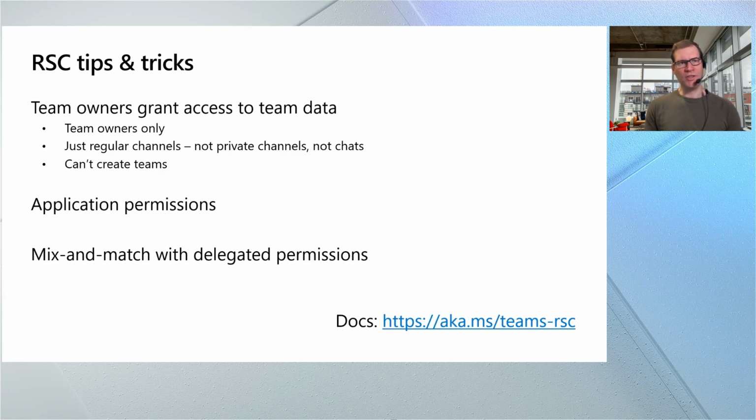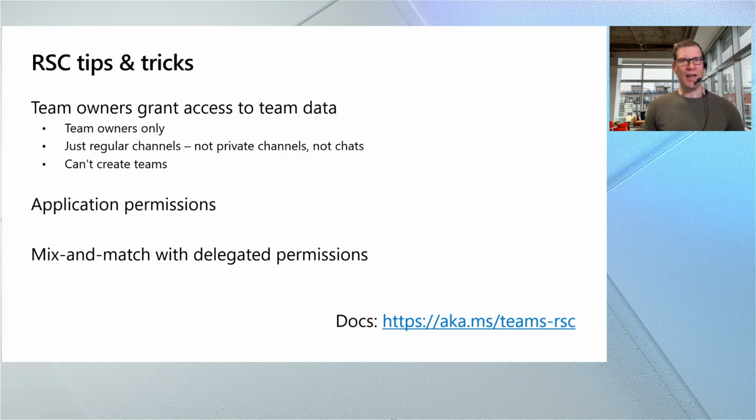More subtly, private channels are not part of RSC because the team owner doesn't necessarily have access to the private channel. You can actually create a private channel that the team owner does not have access to, and it would be pretty weird if the team owner could grant access to something that the team owner doesn't have access to themselves. So for that reason, private channels don't get access with resource-specific consent. And the third part of this is you can't use resource-specific consent to create new teams because you can't grant access to a team that doesn't exist yet. So the catch-22 there. So team owners grant access to team data.